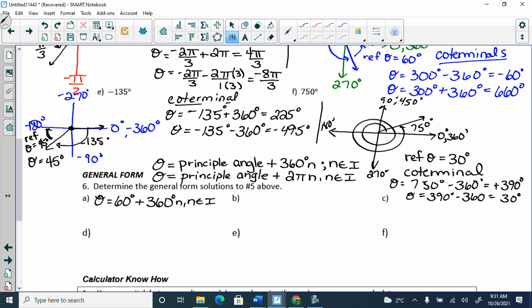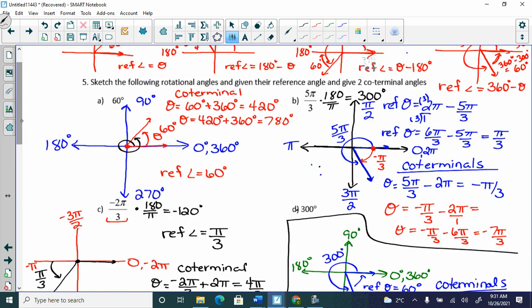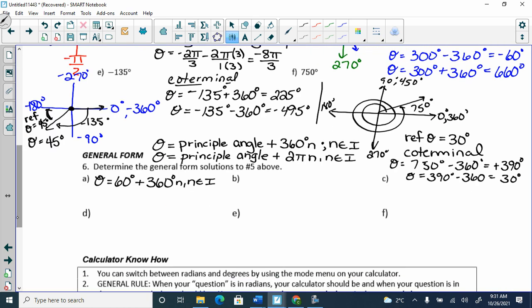So what would B be? What's my principal angle for B? It is 5 pi over 3, right? It's the one that lands between 0 and 2 pi. 5 pi over 3 does. Negative pi over 3 doesn't. So it has to be the one that lands between 0 and 2 pi. So it's going to be theta equals 5 pi over 3 plus 2 pi n, n an element of the integers.